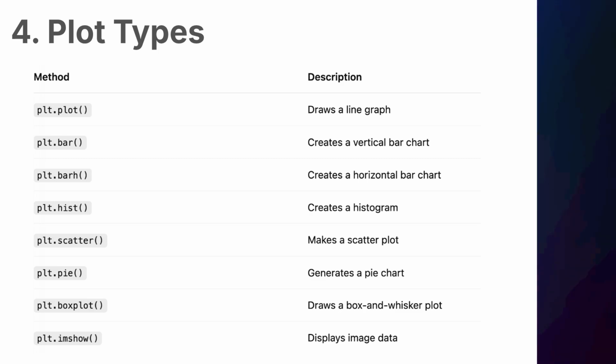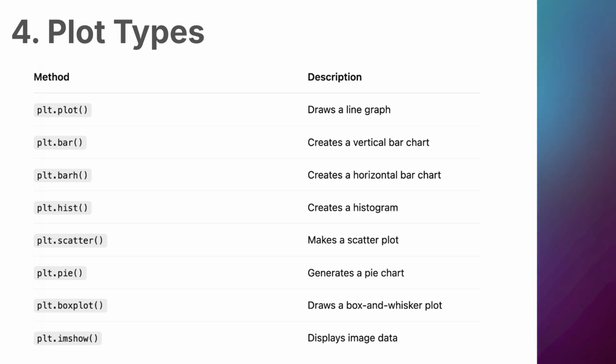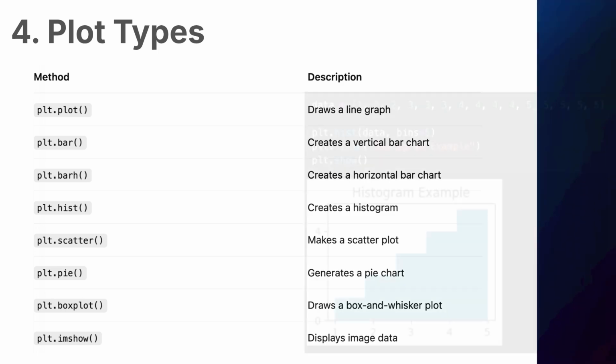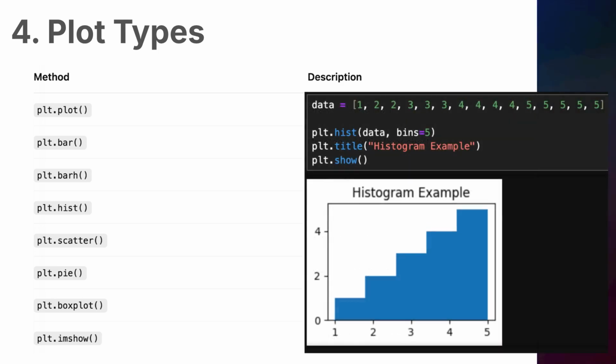Next, histogram method. It creates a histogram, shows the distribution of data. Great for statistics. Let's say you have a list of numbers. Each number appears multiple times. 1 appears once, 2 appears twice, 3 appears 3 times, 4 appears 4 times, 5 appears 5 times. You're going to visualize how often each number appears using a histogram. The hist method draws a histogram from your data.